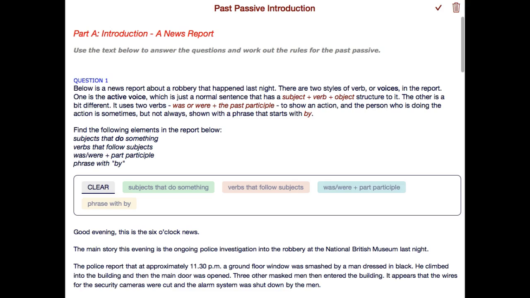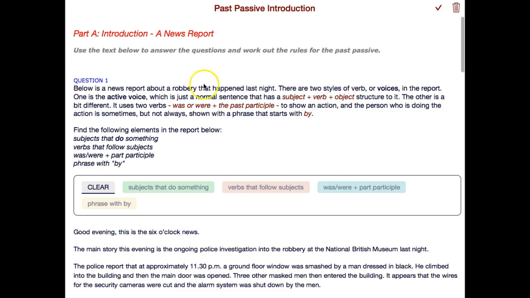In this lesson, we are talking about the past passive. The past passive, much like the present simple passive, is used when the doer of an action is either unknown or unimportant. Basically, what we're doing is we're switching the subject and the object of a sentence, and when we do that, we also have to switch the verb.